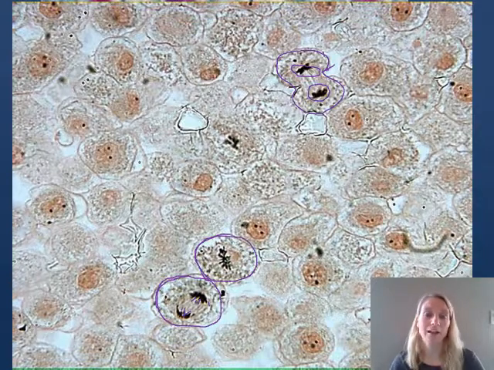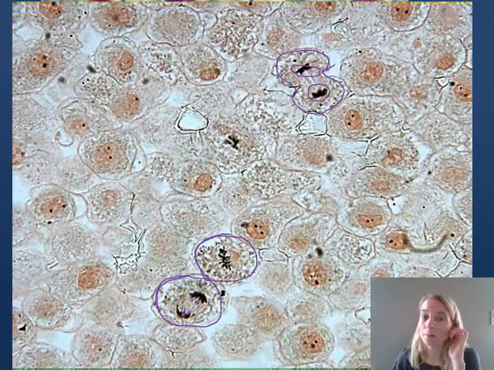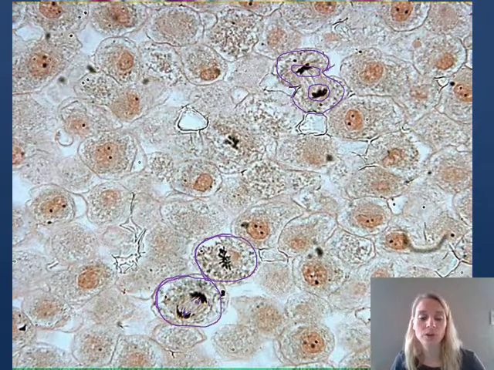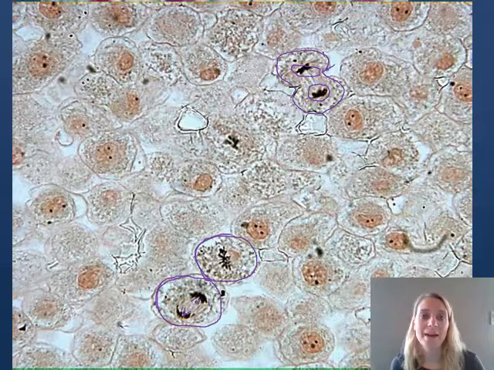What phase does that look like? Again, where the chromosomes are, that's going to be your biggest clue. So we have some condensed chromosomes. They look like they're all lined up on the middle of the cell. There's your clue. That is a good example of metaphase.